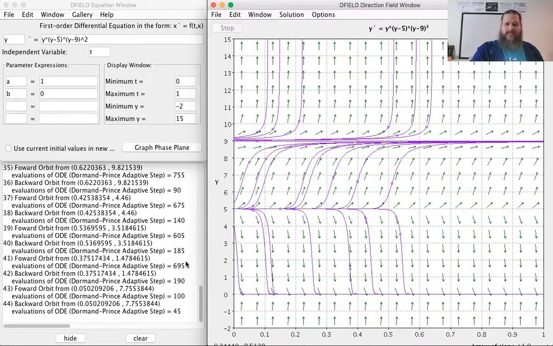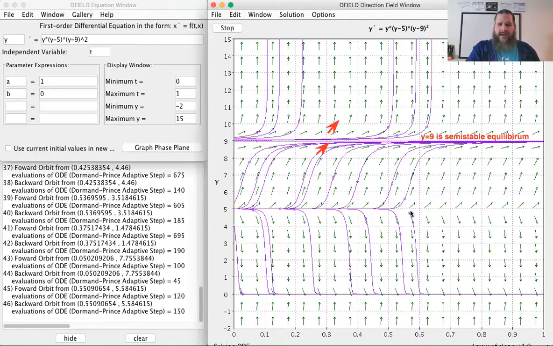What if you're a little bit below 9? It looks like if you're only a little bit below 9, you're still approaching 9. What if you're a little bit above 9? Then you're approaching infinity, it looks like. So from below, 9 seems stable. From above, 9 seems unstable. And the term for that is semi-stable. y equals 9 is a semi-stable equilibrium, in the sense that it looks stable from one side and unstable from the other side.